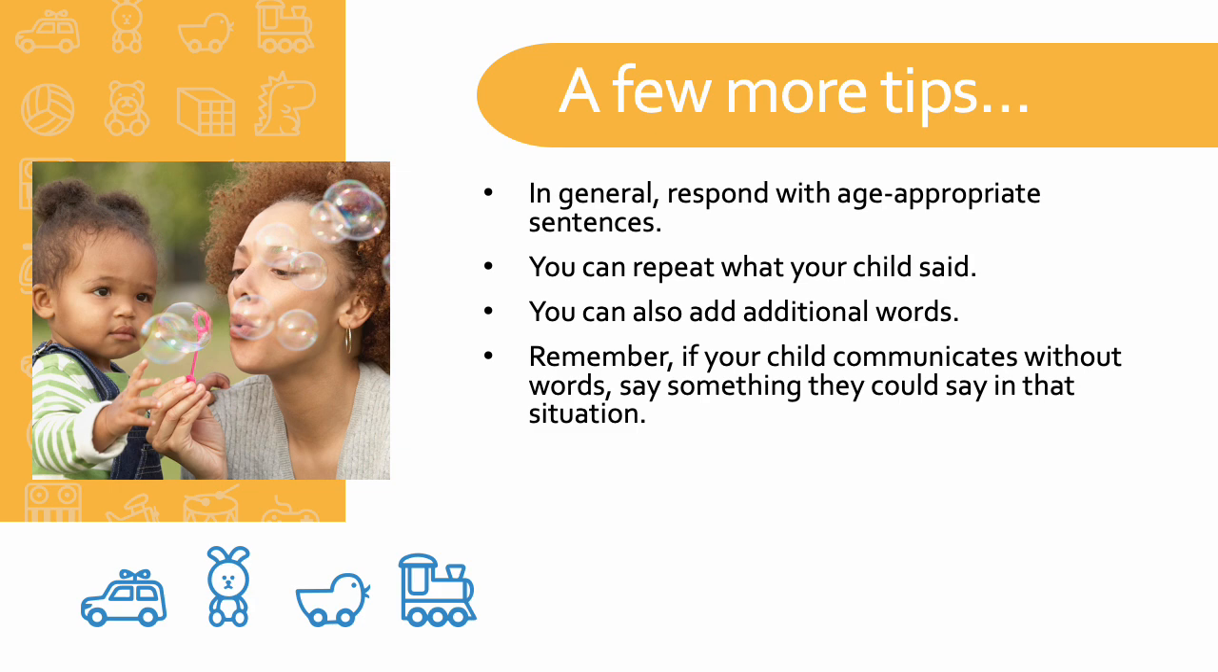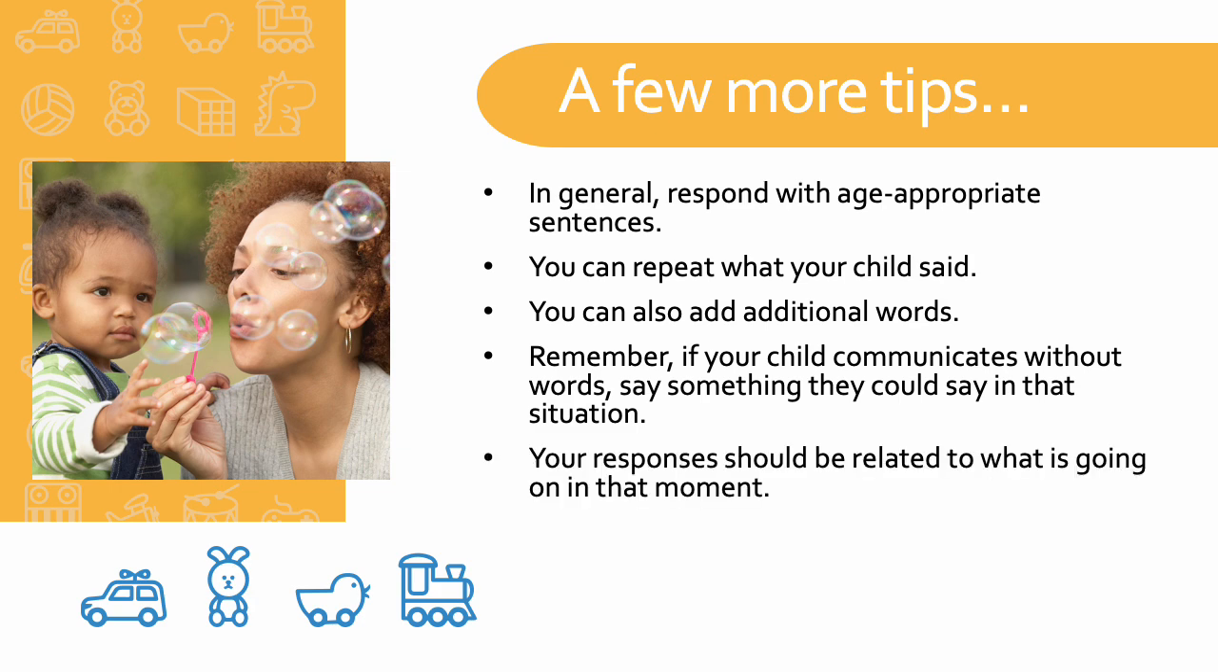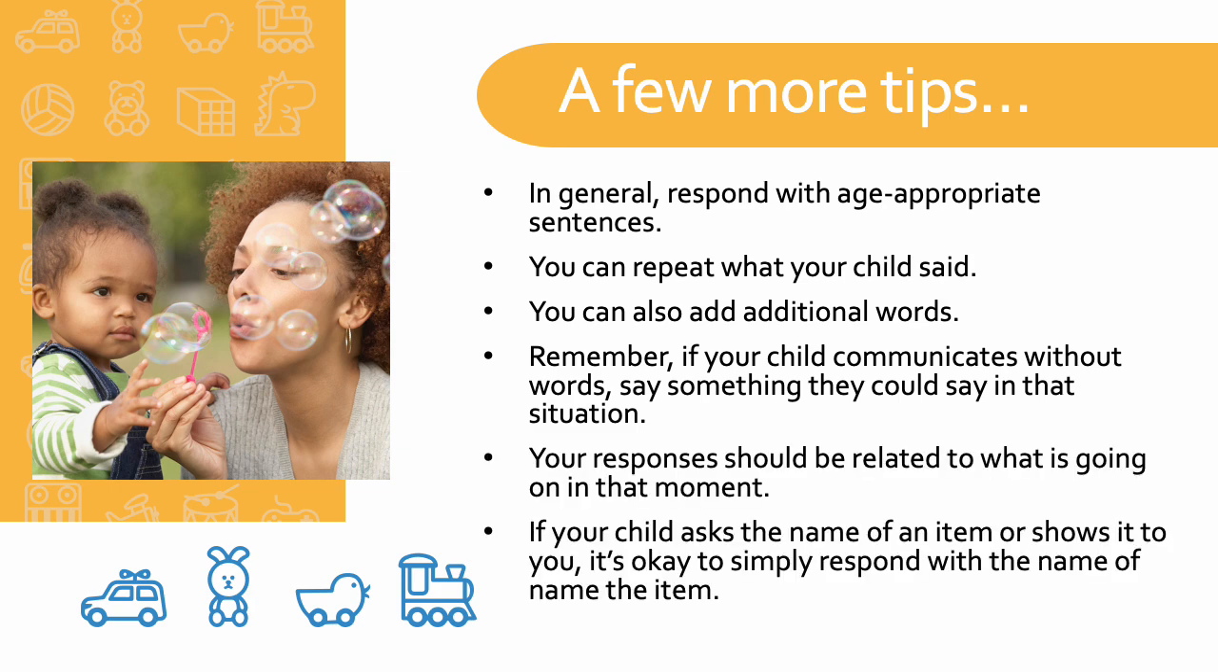Remember, if your child communicates without words, say something that they could say in that situation. Again, make sure your sentences are clear and related to what's going on. If your child asks for the name of an item such as that or shows it to you, you can label the item such as a ball or it is a ball.